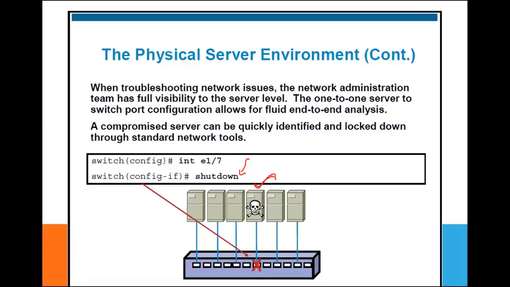Now, we remove our port security in layer 2. When a port sends more than one MAC address, it shuts down by default when port security is enabled. So it was one to one. It was easy to troubleshoot. We can quickly identify the server that is getting compromised because of attacks, and we can just lock down very easily.